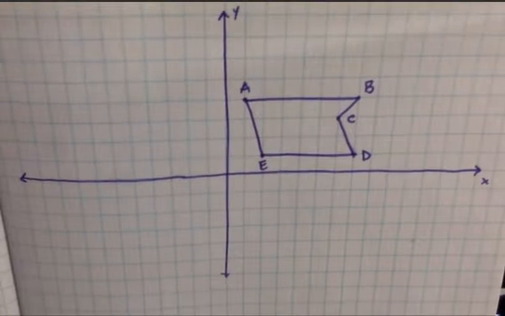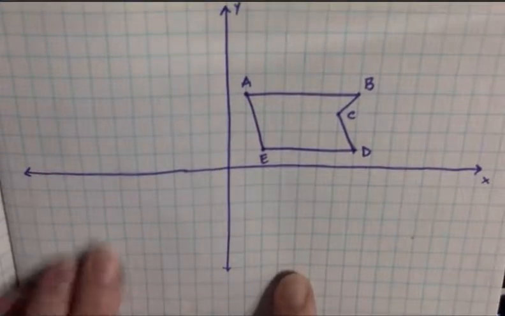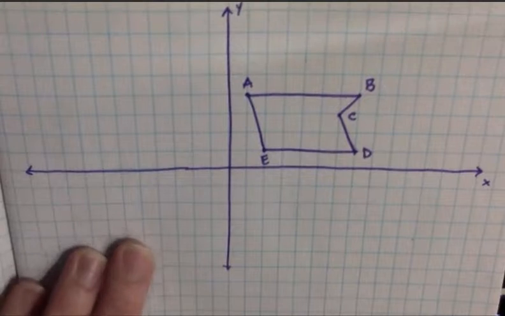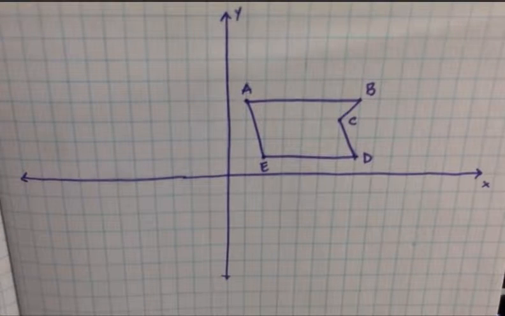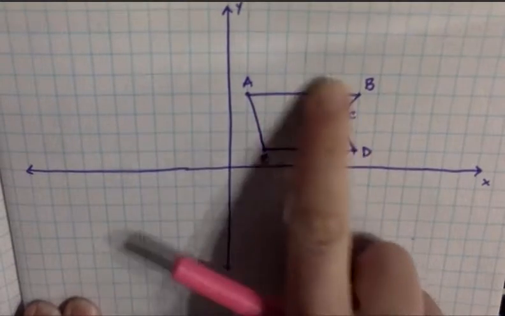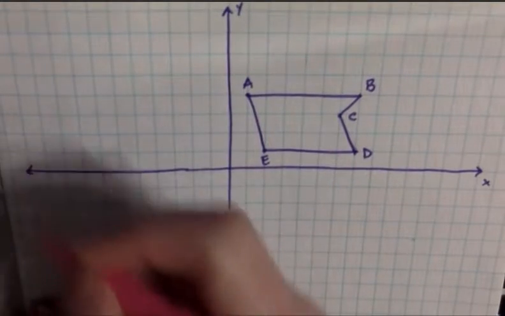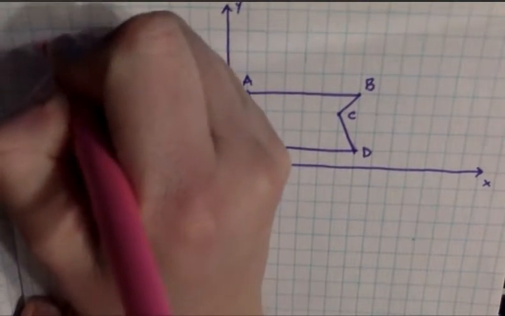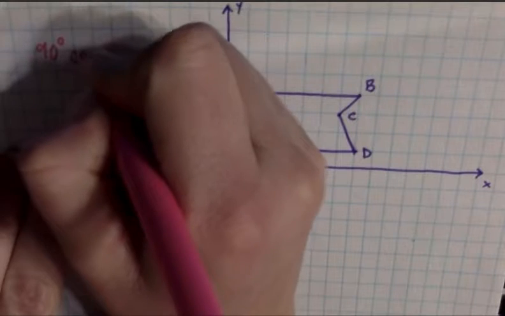Hi, eighth graders. We're going to now look at reflecting a shape on a coordinate, I said reflecting and I meant rotating right away. All right, we're going to look at rotating a shape on a coordinate plane. In this case, we're going to rotate this shape here 90 degrees counterclockwise.